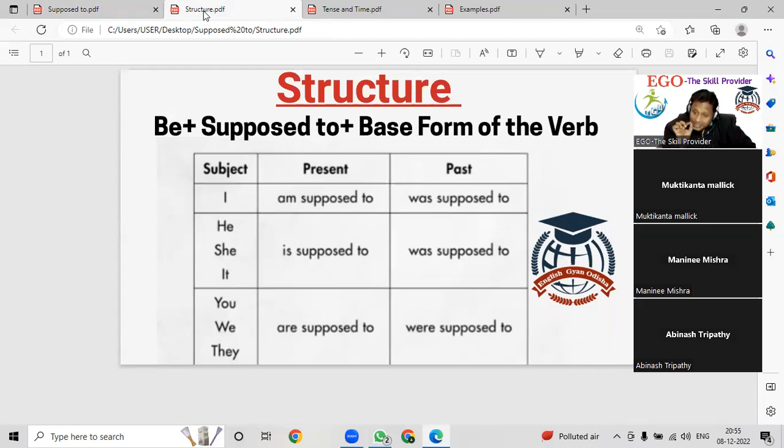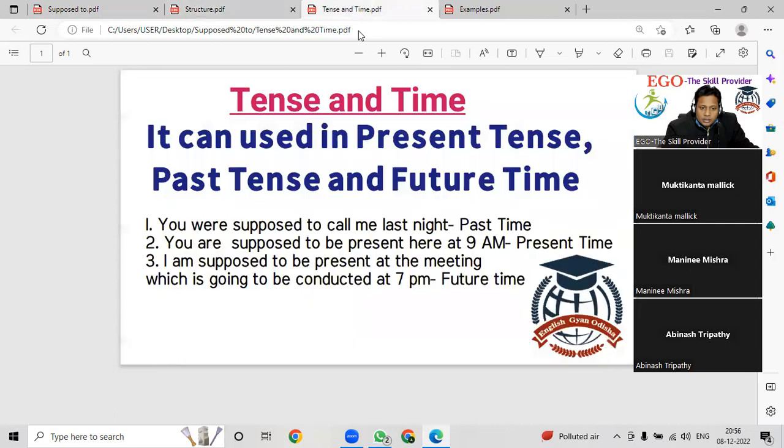Present form be verb: is, am, are. Past tense: was, were. Right, so it can be used in the past tense.